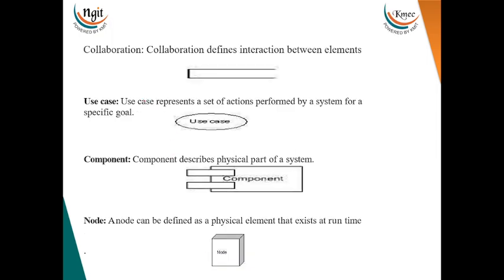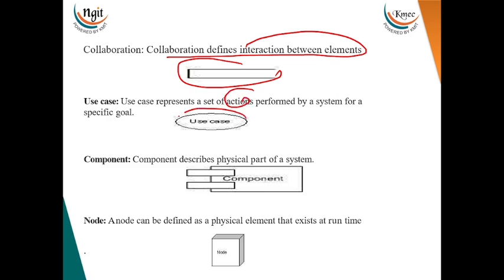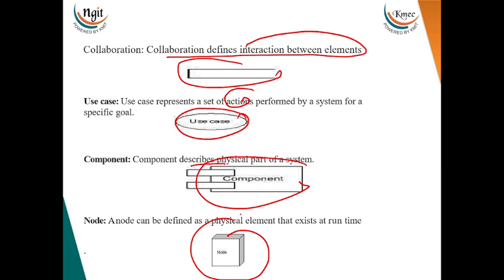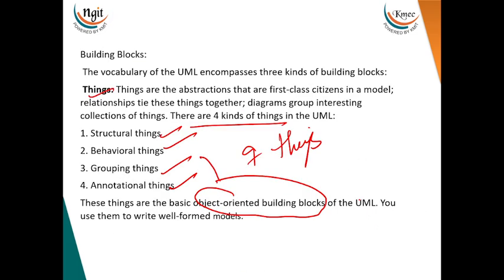Then we have collaboration. Collaboration defines how interaction happens between two elements, and it is given by this notation. A use case represents a set of actions and it is represented by this. A component describes the physical part of the system and it is denoted by this. And then we have a node, which can be defined as a physical element that runs.